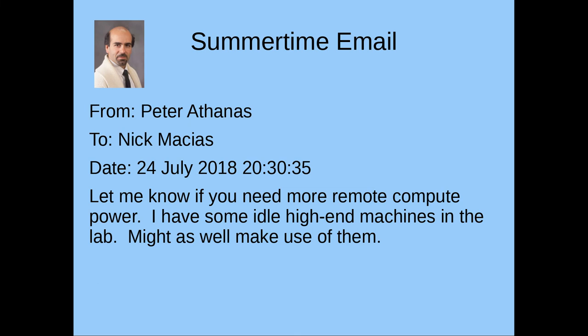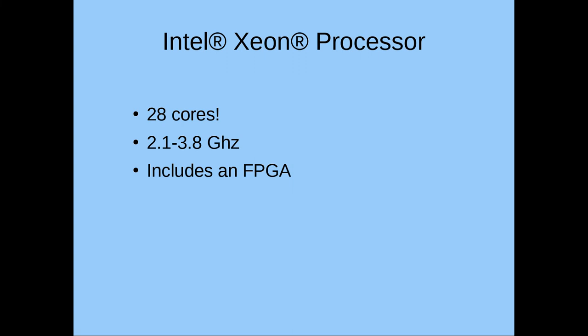So I dropped him a note back, and we started talking. Well, he had what's called an Intel Xeon processor. It's a 28-core machine. A core is like an individual CPU, right? So basically, I had 28 little computers inside, 2 to 4 gigahertz, right? Pretty fast speed. And it has an FPGA on board. Now, I'm not using that, but it's customizable hardware, right on the same platform.